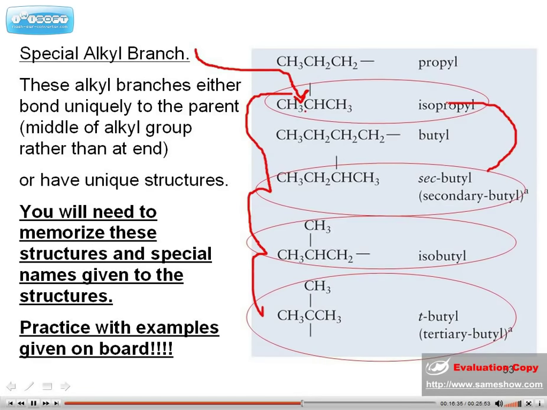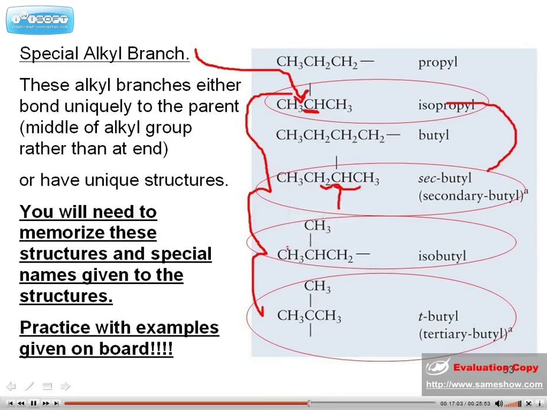Isopropyl, sec-butyl, isobutyl, and T-butyl. Iso means middle, so that's where they get the name isopropyl. There are 3 carbons, and it's connected on the middle carbon, hence isopropyl. Sec-butyl actually refers to the fact that this carbon is connected to 2 other carbons. So we call this a secondary carbon, hence sec-butyl, as it's made up of 4 carbons total.